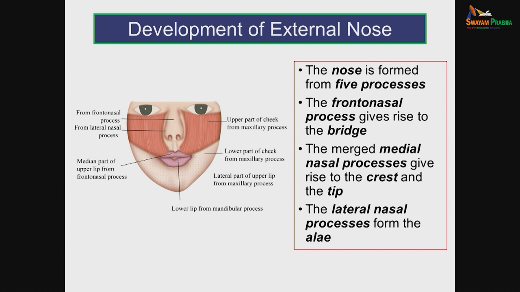Coming to the development of the external nose, the nose is formed by 5 processes. The fronto-nasal process gives rise to the bridge of the nose. The merged medial nasal process gives rise to the crest and tip of the nose. The lateral nasal process gives rise to the alae of the nose. These 5 processes contribute to the formation of the external nose.